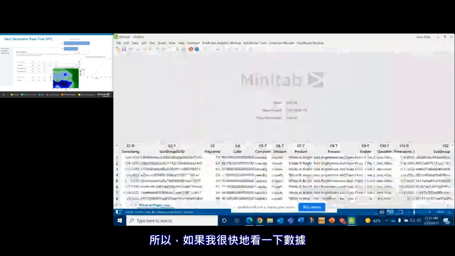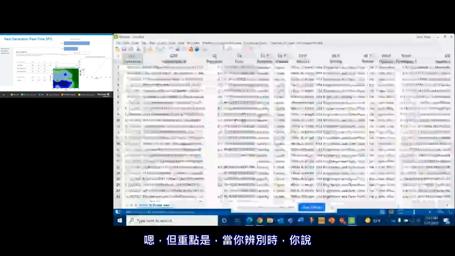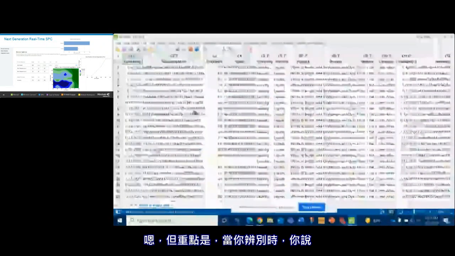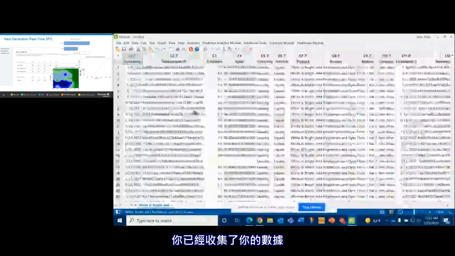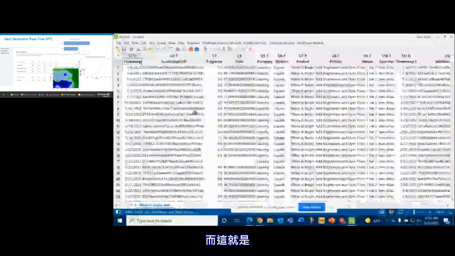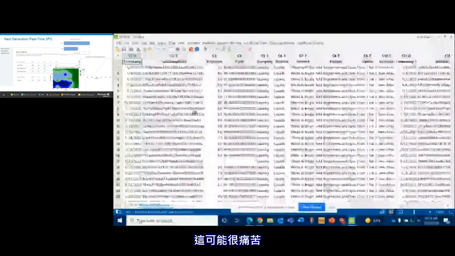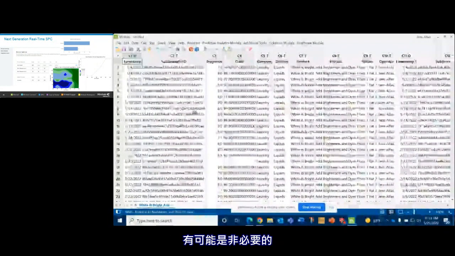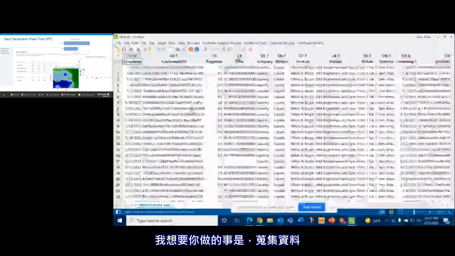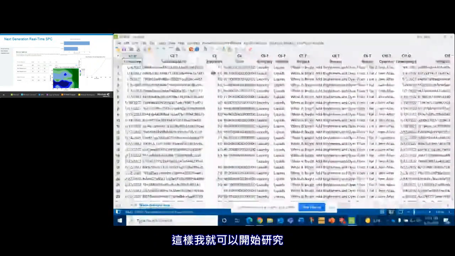Okay. So if I take a look at this data really quickly, it looks messy, looks like a bunch of stuff. But the point is that when you've got your data collected, your X's and Y's, you then need them to be in the right format. And this is something that many of you might be trying to do today. It's probably painful. It probably takes a lot of time to do that, and it's probably unnecessary. What I want is to collect your data so it's lined up and organized so that I can start to look at relationships between my inputs and my outputs.